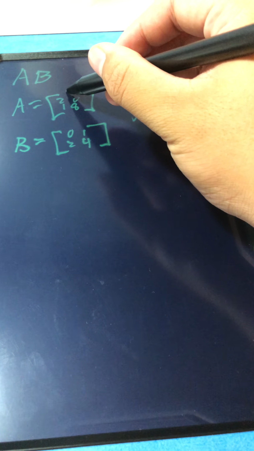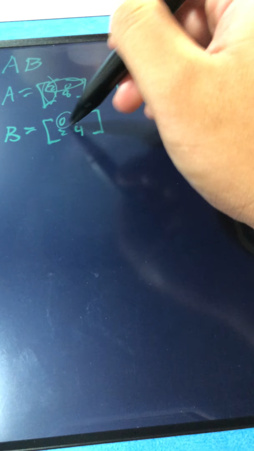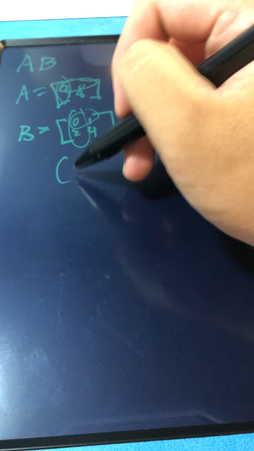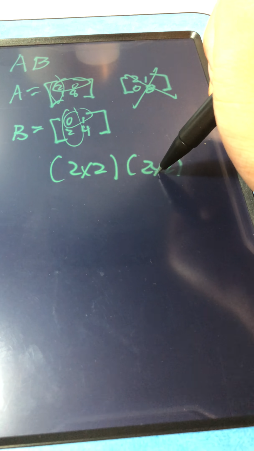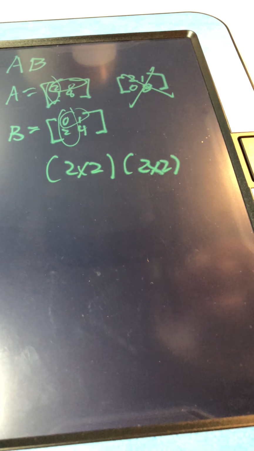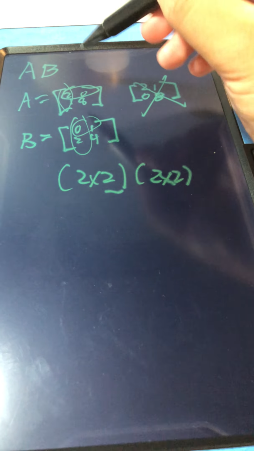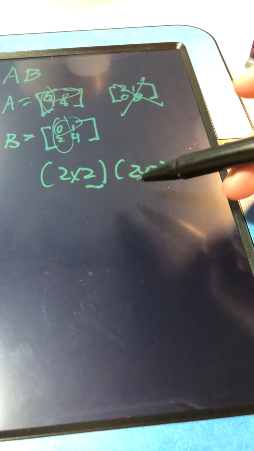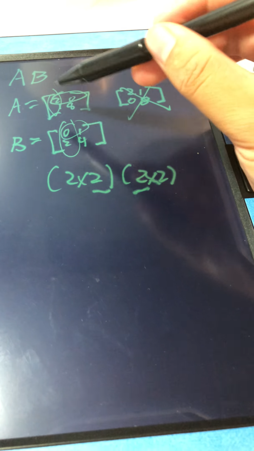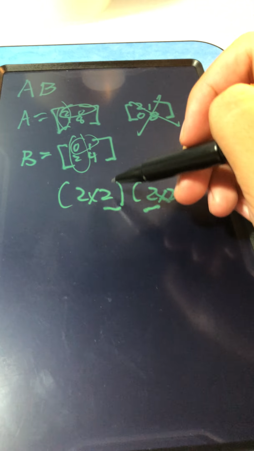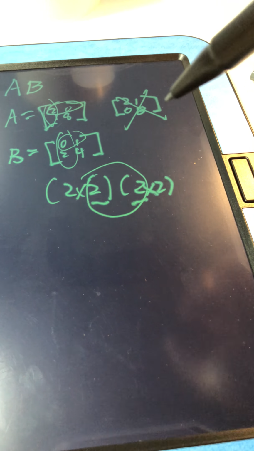Well, we can see A has 2 rows and 2 columns, and B has 2 rows and 2 columns as well. So it's a 2 by 2 times a 2 by 2. Now, the way you can see that this isn't undefined is by looking at the number of columns. So A has 2 columns, and looking at the amount of rows the second variable has. So B has 2 rows. If these 2 numbers match each other, then you can multiply the matrices.